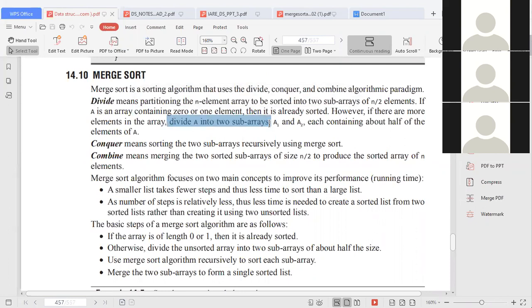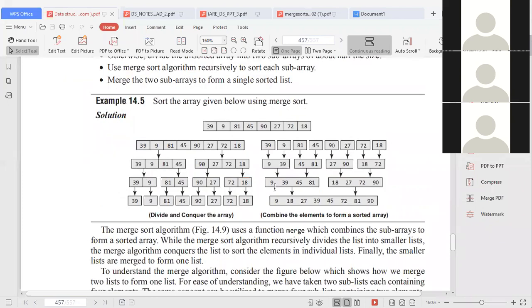Look, I wrote it here. They divide A into two subarrays. What are those? A1 and A2. Each one contains about half of the elements, not exactly half, about half. Next, once divide is over, go for conquer, where the divided subarrays are sorted. So divide is this, making it into two parts, and the conquer part is this one. That means the two divided subarrays are sorted.